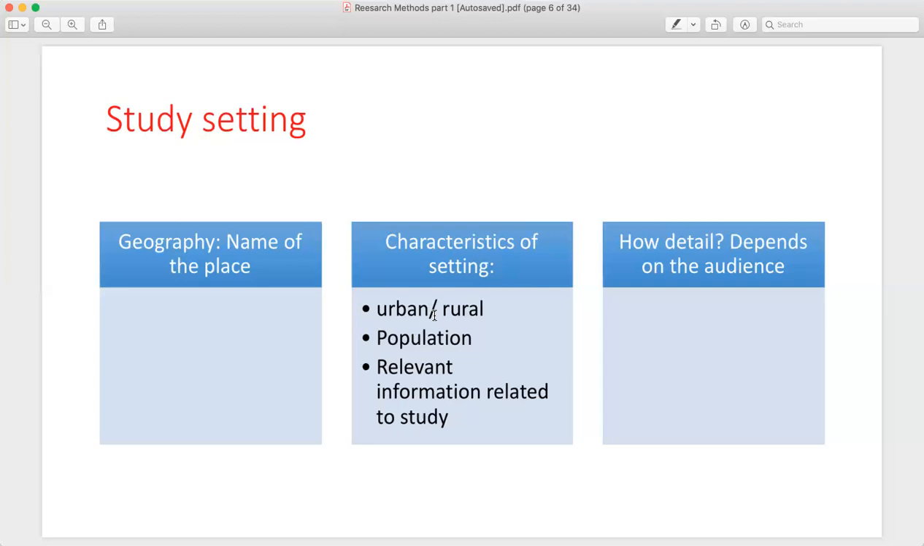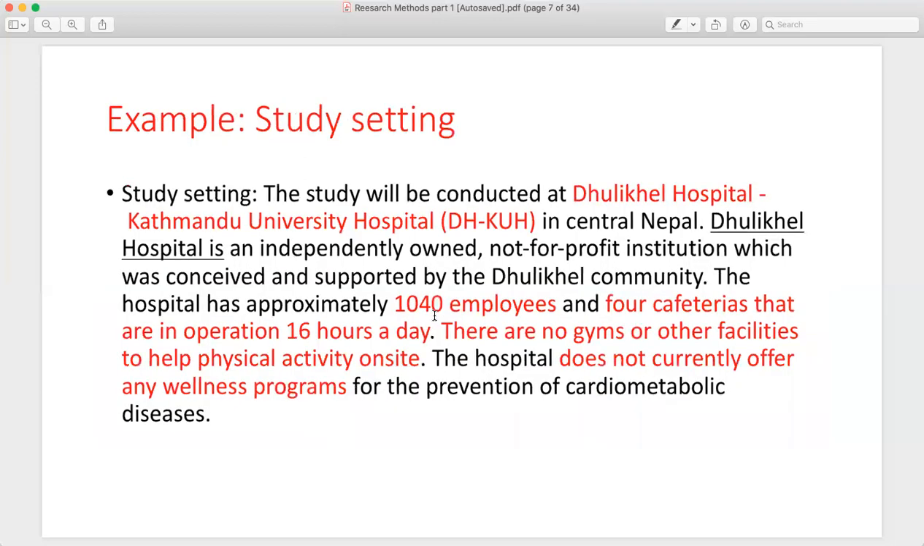So it will totally depend on what kind of study you are doing and what is your specific aim. For this study, we have explained the study setting in terms of where the study was conducted. So we wrote that the study will be conducted at Dhulikhel Hospital, Kathmandu University Hospital in central Nepal.